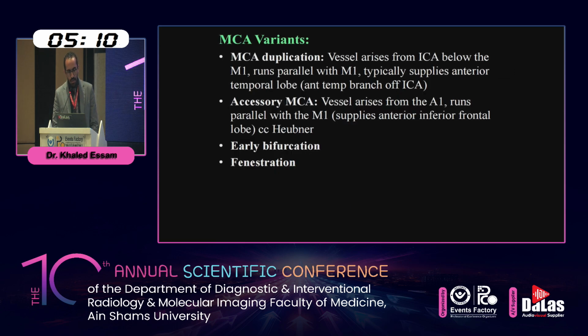Variations of the middle cerebral artery are middle cerebral artery duplications. There is double MCA or accessory MCA, as we said before, originating from the A1 segment, and early bifurcations. There is a short M1 segment and early bifurcations. There is no stem of the M1 artery, or fenestration of the middle cerebral artery.